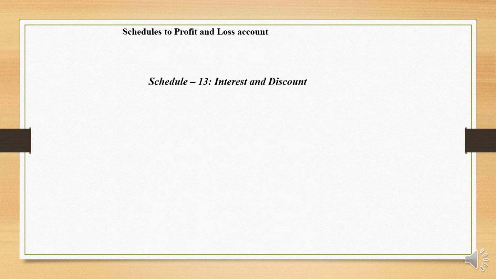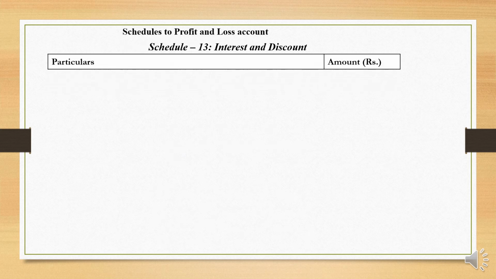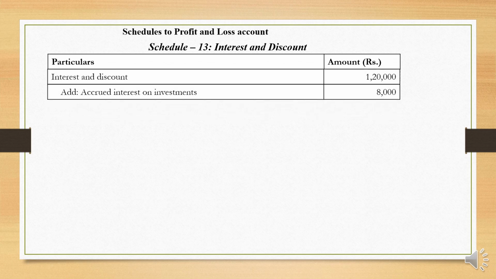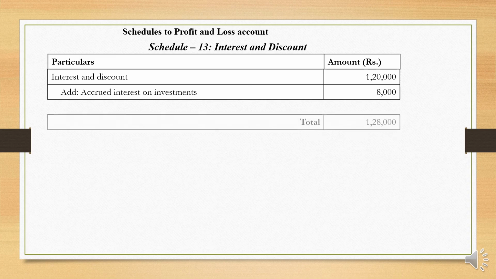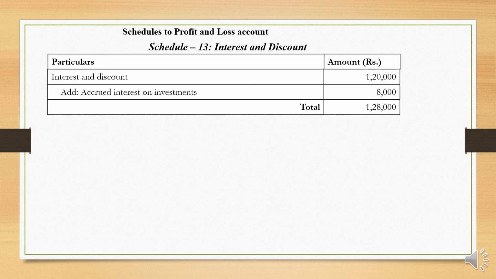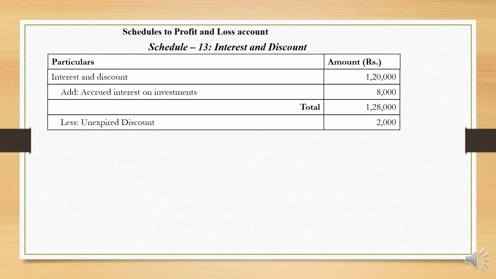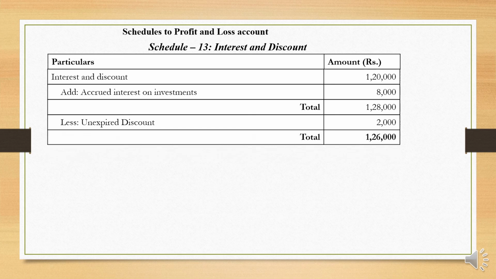So schedule number 13, interest and discount. The first item is interest and discount 1,20,000. Add accrued interest on investment 8,000, so that we get a total of 1,28,000. From this you have to deduct the unexpired discount of rupees 2,000. So the net interest and discount is 1,26,000.